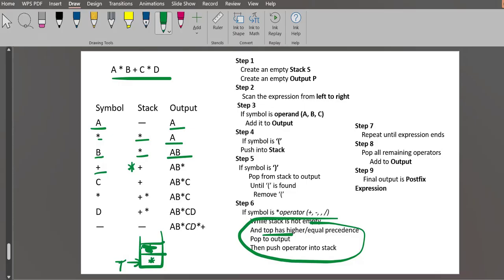Okay, plus needs to be inserted into the stack. But we have to check the top, which is pointing to star, so the top has a higher precedence as compared to plus. So we have to pop to output. We have to pop multiply, which means delete it from the stack and add it to the output. Okay, we have to put it into the output.